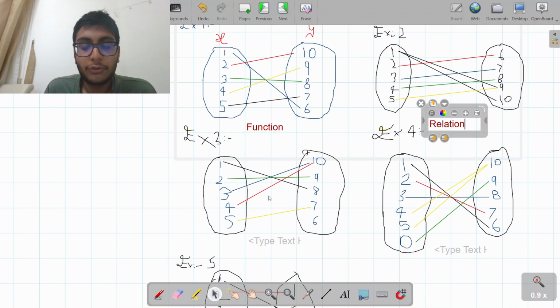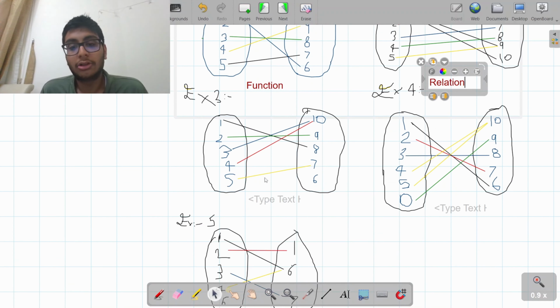Now let us go for this example. Example number 3. 1 is connected to 8, 2 is connected to 9, 3 is connected to 10, 4 is connected to 10, and 5 is connected to 7. Okay, over here we have found two odd things. First of all, 3 and 4 are connected to 10. And 6 doesn't have any inputs.